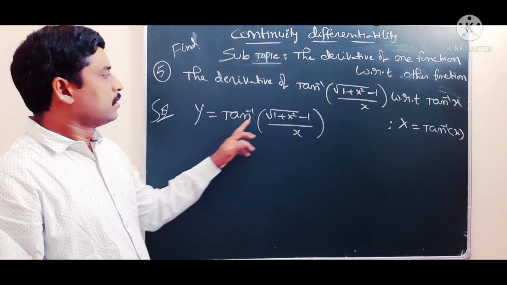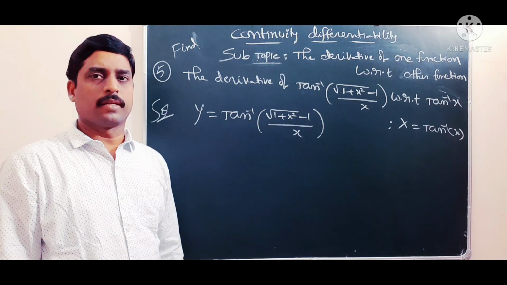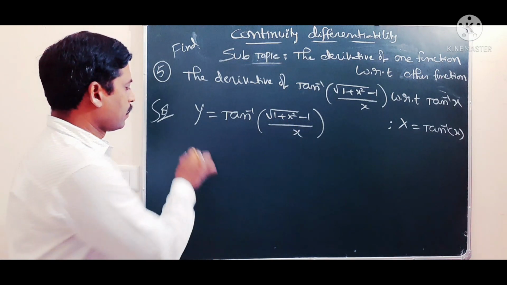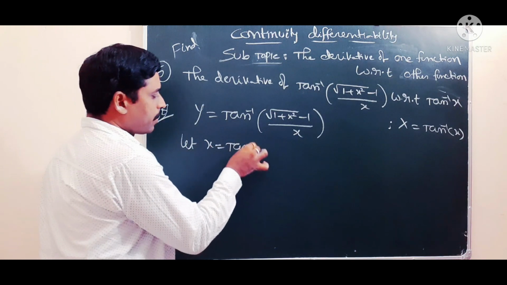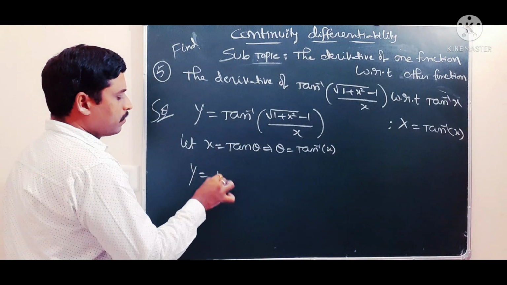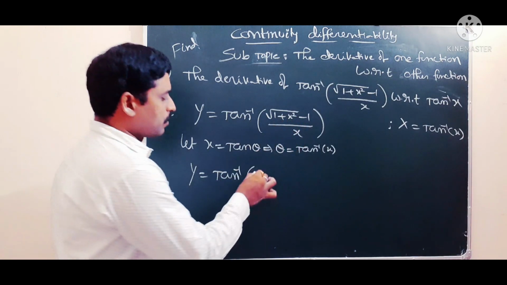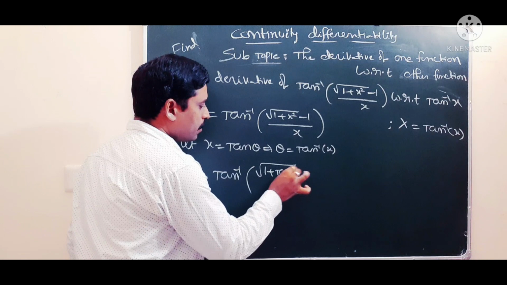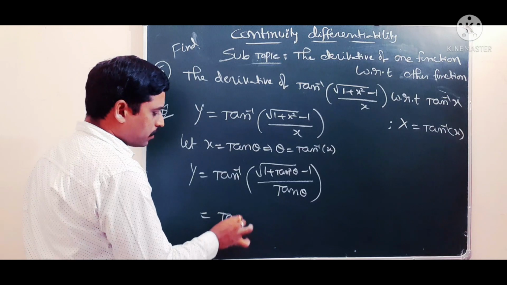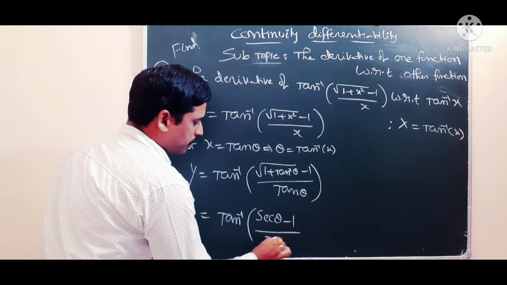Now, this is in the form of root 1 plus x square. So let us take x is equal to tan theta, because we have root 1 plus tan square theta, the secant theta formula. Therefore, theta is equal to tan inverse x. Now, y is equal to tan inverse of, in the expression write tan theta, so root 1 plus tan square theta minus 1 by tan theta. This will be tan inverse of root 1 plus tan square theta, which is nothing but secant theta, minus 1 by tan theta.